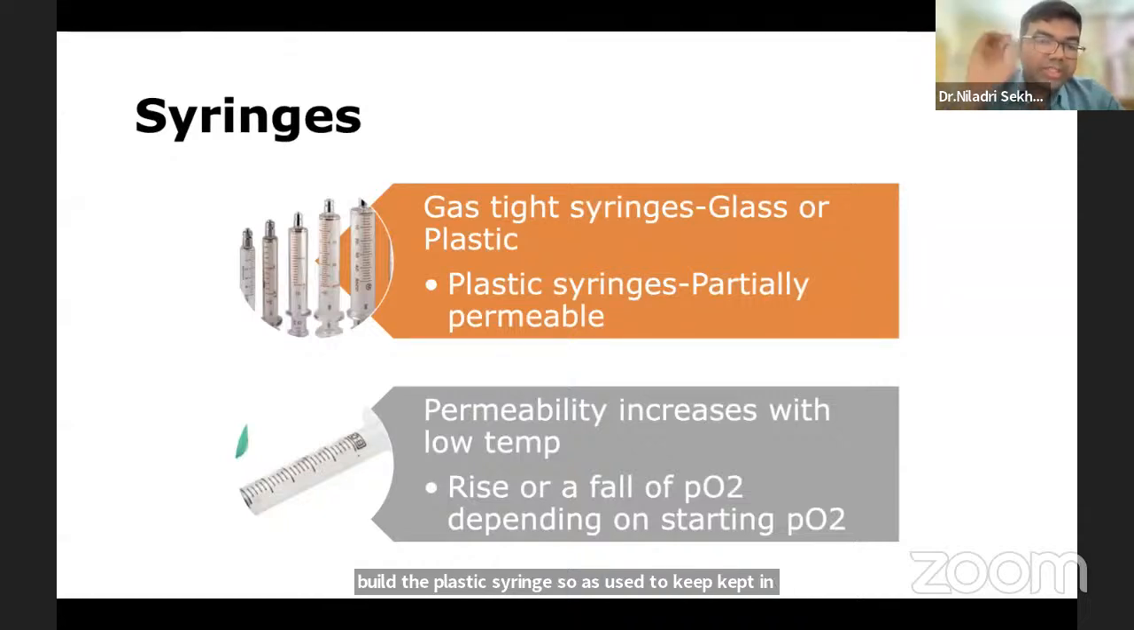So if you keep the syringe in the ice pack, what will happen? There will be gaps between the plastic molecules. So the oxygen, whatever is there, can go out or can go in, depending upon the ambient air where you are working. So there may be a rise or fall of PO2 depending on the starting PO2. For this reason, we are not using the ice pack nowadays. We directly take the blood sample and directly transfer it to the blood gas machine.